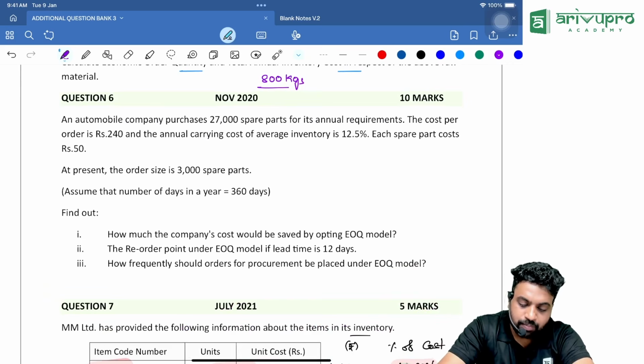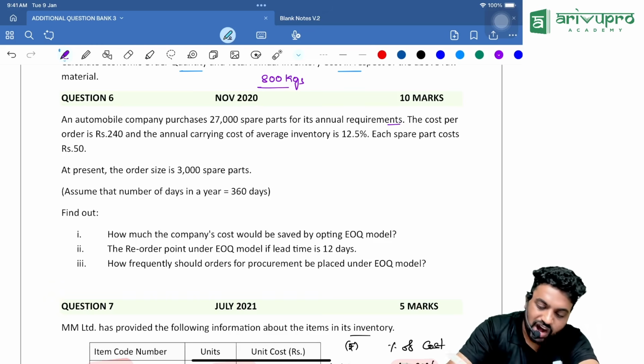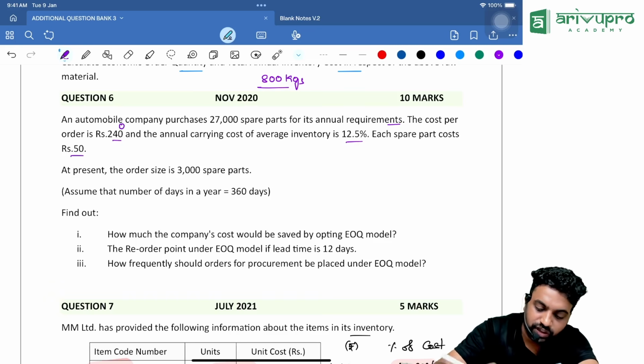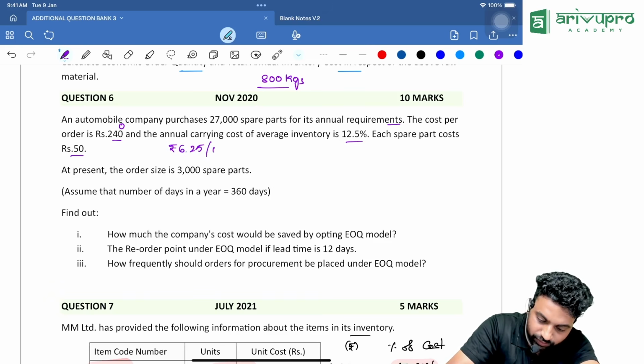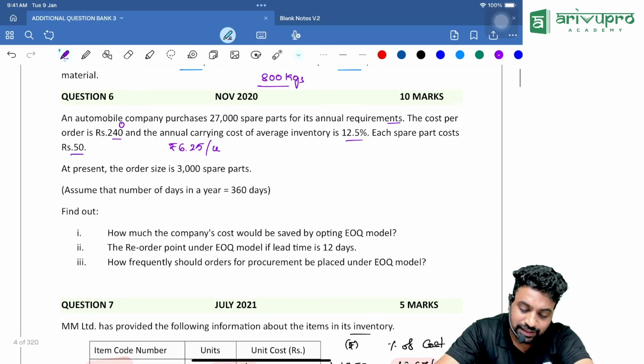An automobile company purchases 27,000 spare parts for its annual requirement. Purchases, that's what we need for EOQ, if you remember. The cost per order is 240, that is ordering cost. Annual carrying cost is 12.5 rupees. Each spare part will cost you 50 rupees. Which means right now carrying cost will be how much? 6.25 per unit. Correct? Carrying cost per annum per unit is 6.25.